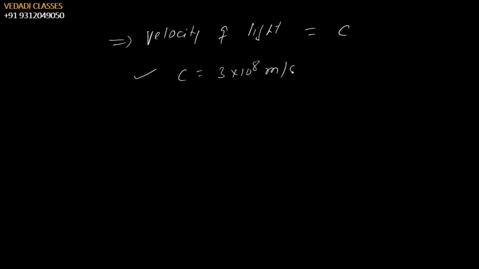Now have a look here. We have a relationship between velocity of light, wavelength and frequency. Velocity of light is indicated by c, and its value is fixed, equal to 3 into 10 power 8 meter per second.